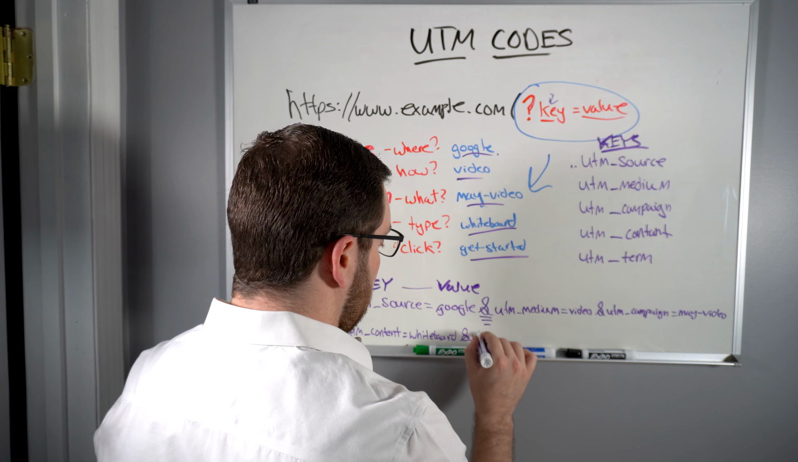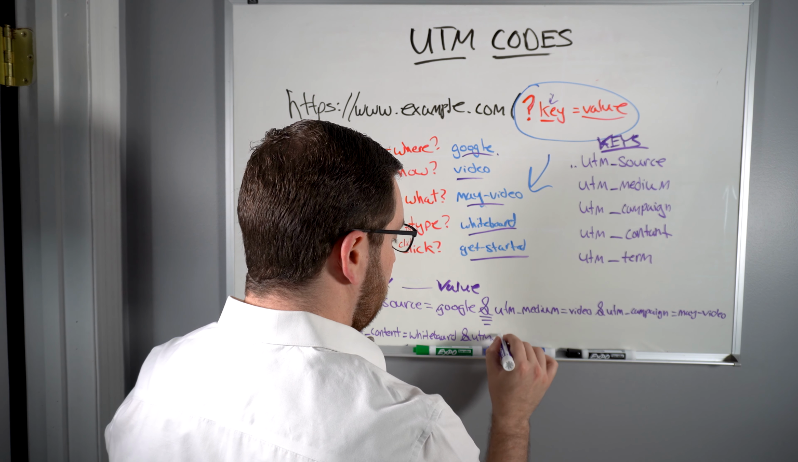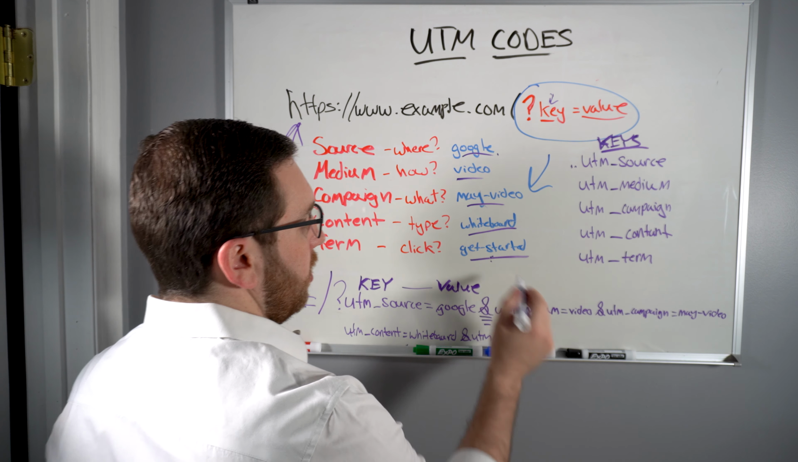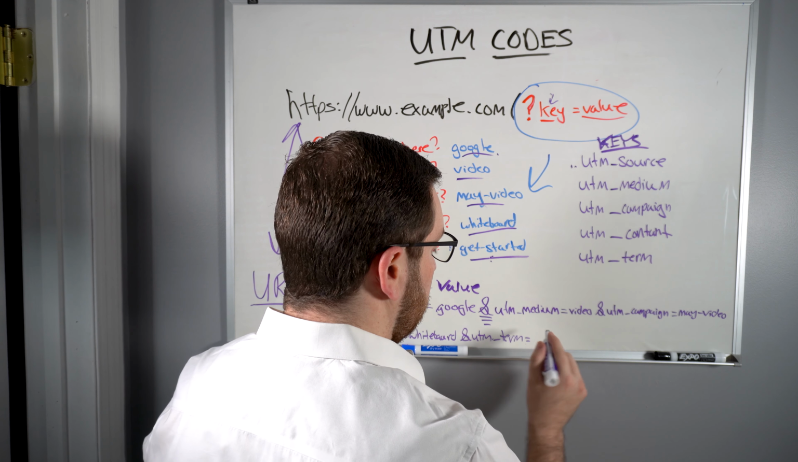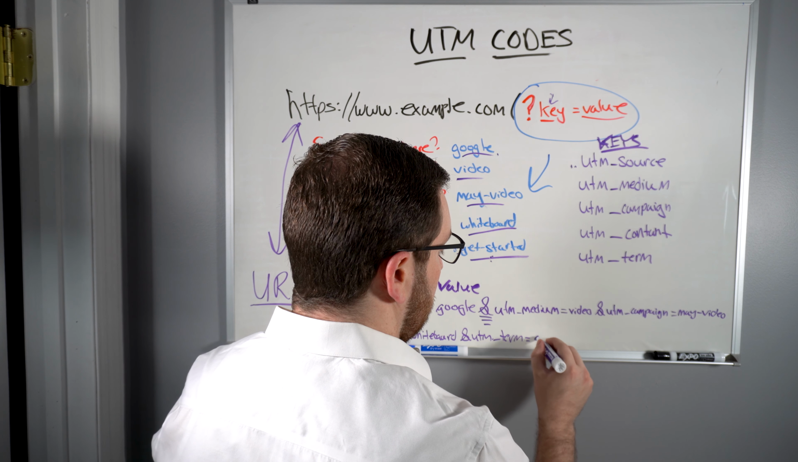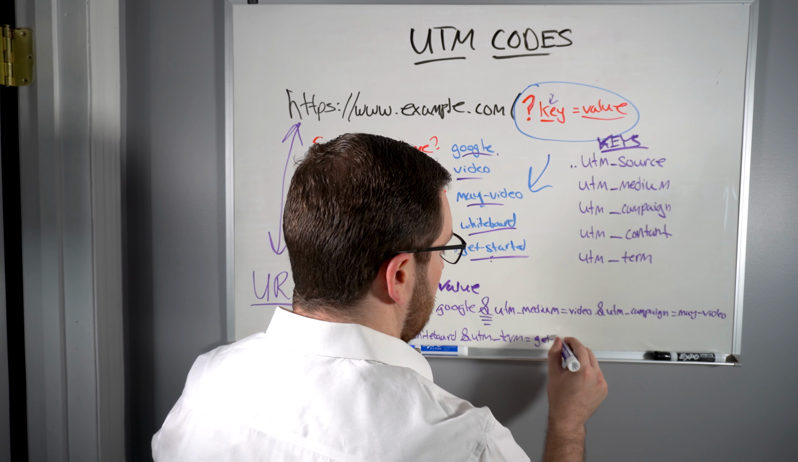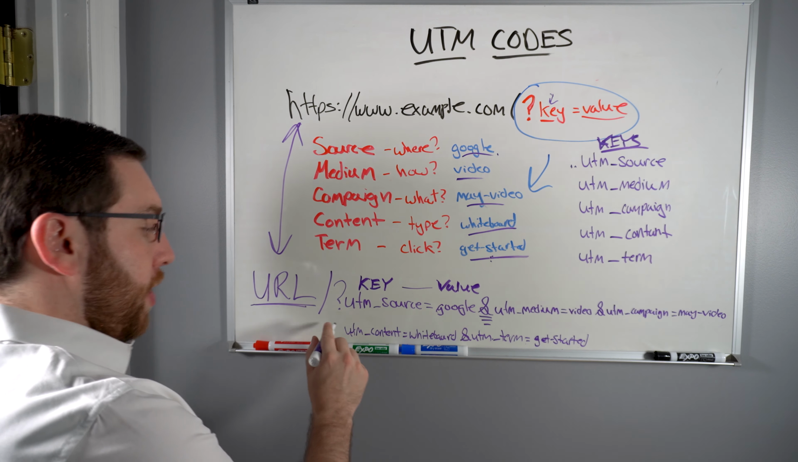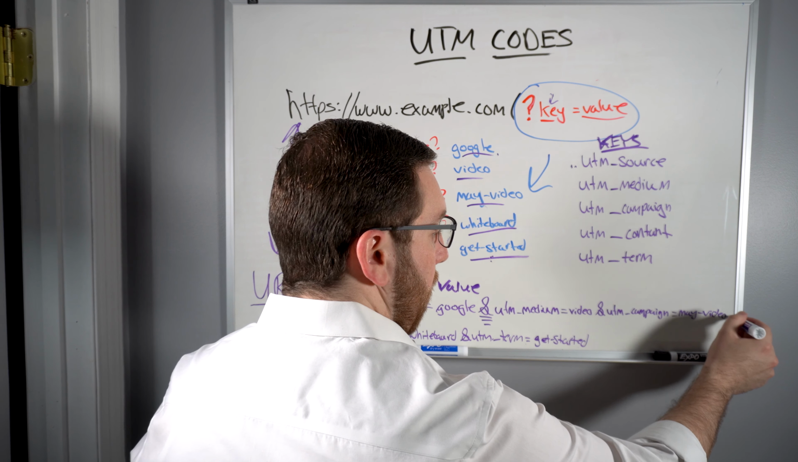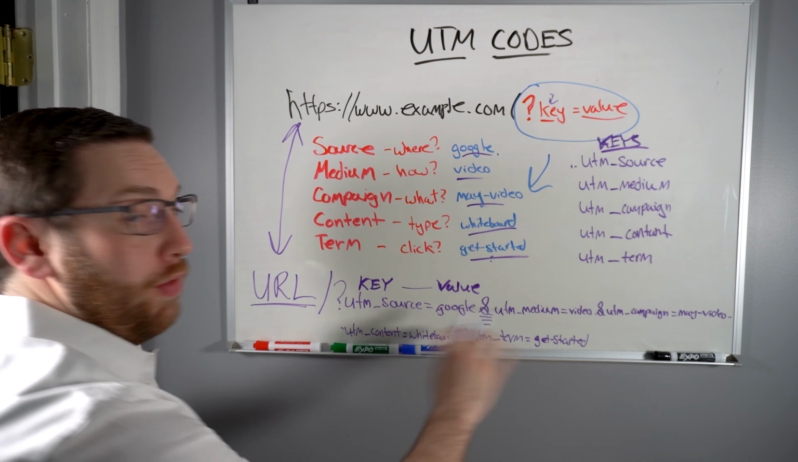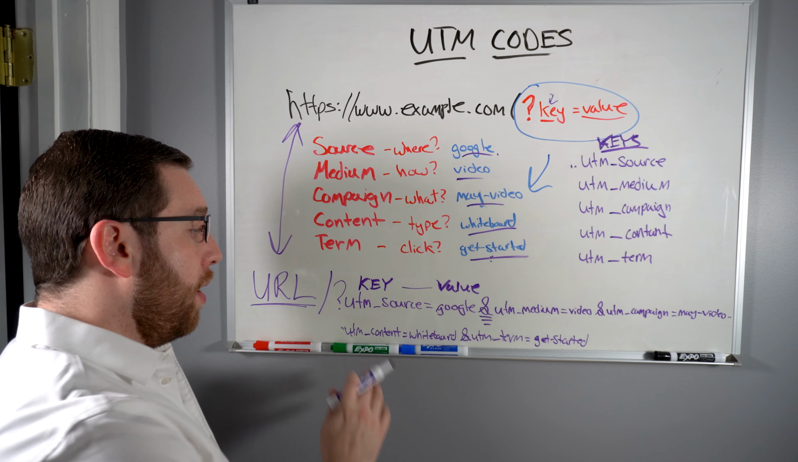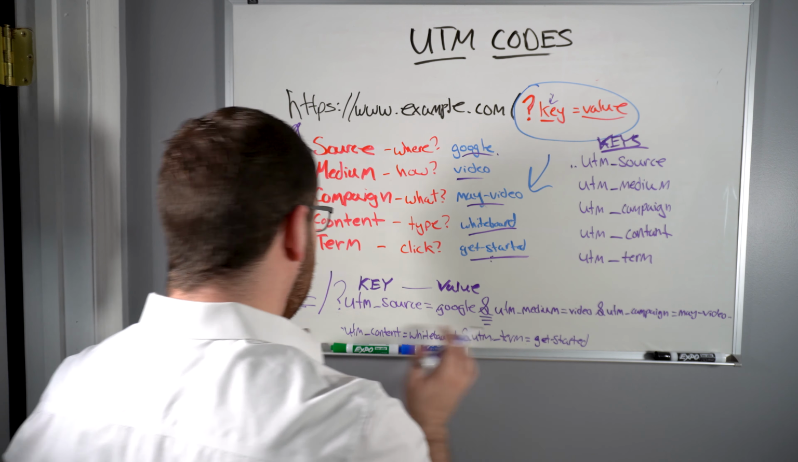And you guessed it, UTM underscore term. What would the term be? Term's going to be our call to action that we're using. So, get started. All right. So this, of course, is going to be at the end of this. It's going to be the next one in line. I just ran out of room on the whiteboard, so I put it under here. But this is going to be a long URL.